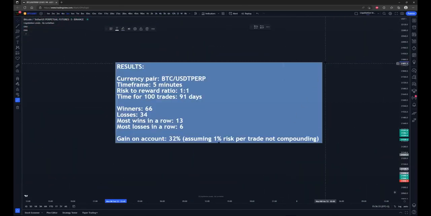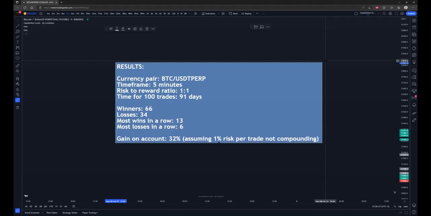All right, here's the results after the 100 back tested trades. So let's cover it. This was tested on Bitcoin USDT perp, and it was done on a 5-minute time frame using a 1-to-1 risk to reward ratio. It took 91 days of price data to find the 100 trades, and out of those 100, there were 66 winners and 34 losses, giving it a 66% win rate, which is incredibly good for a 1-to-1 risk to reward ratio.